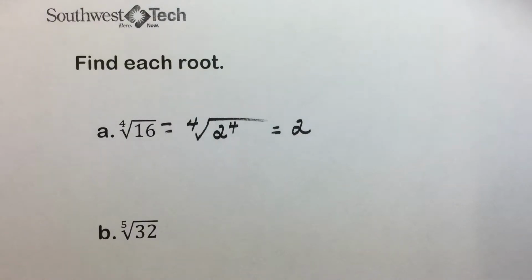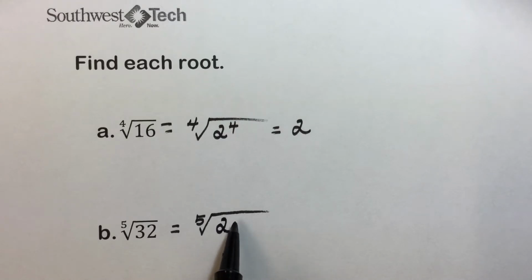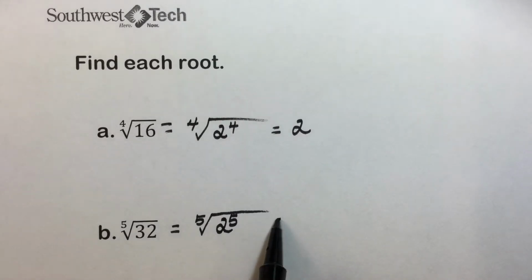In the next example, we're looking for the 5th root of 32, indicated here with a 5 as our index. We're looking for a number, the same number, which when multiplied by itself 5 times equals 32. And if we do a prime factorization of 32, 32 factors into 5 2's, represented here exponentially. So the 5th root of 2 to the 5th power is equal to 2.